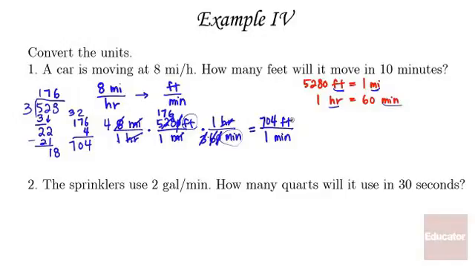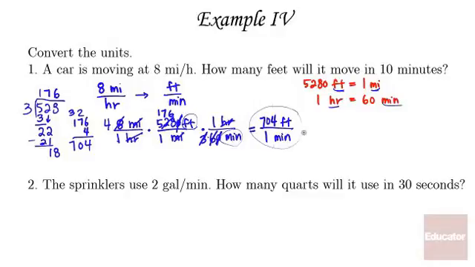Now, this is in a unit rate, right? 704 feet per minute. I want to know how many feet it will move in 10 minutes. So, what does that mean? This is my unit rate. So this is converting the units, right?